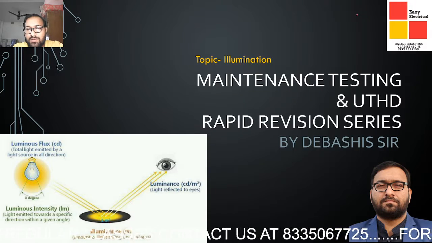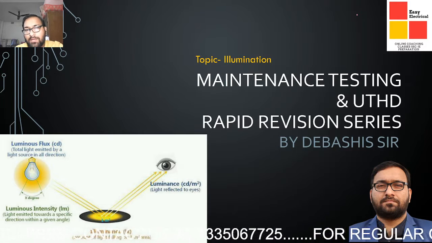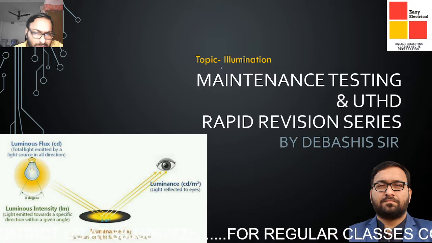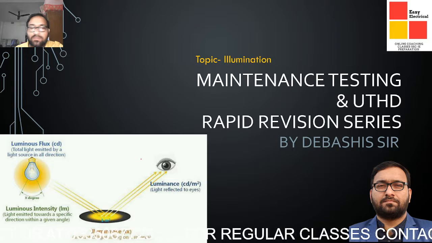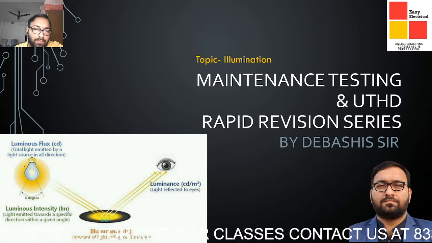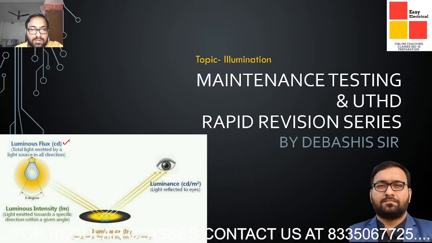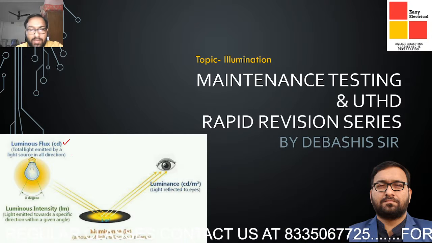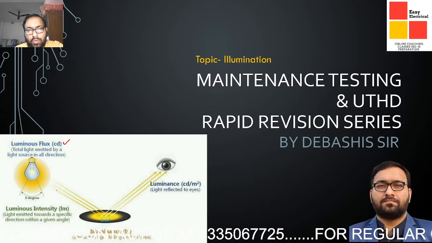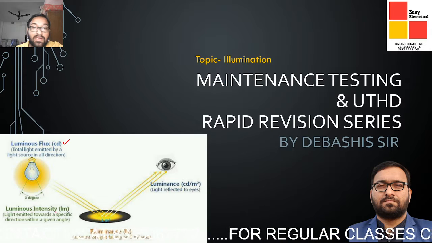Now coming to today's topic, that is maintenance, testing and utilization. So first of all we will take up our illumination portion. For the illumination portion, I'd like to give a small, brief introduction. Here you can see a bulb I have shown. The bulb is emanating some amount of light energy, and that light energy we call the luminous flux. In a particular direction, the amount of flux that is getting emanated is called the luminous intensity.